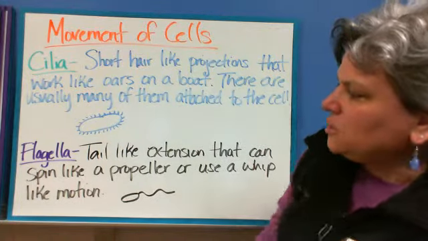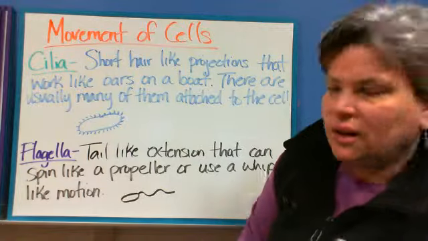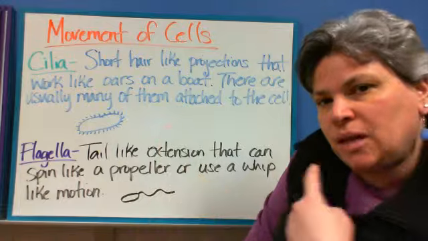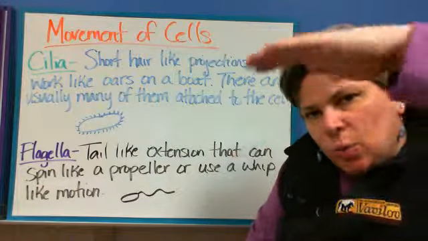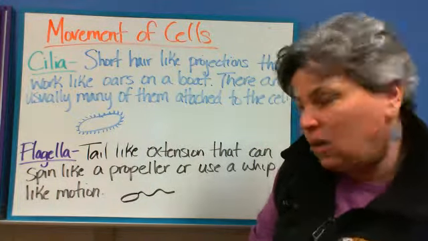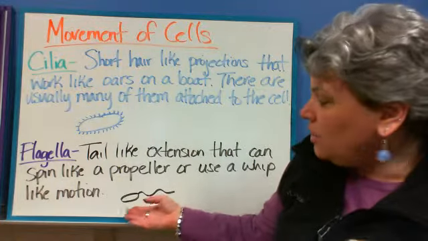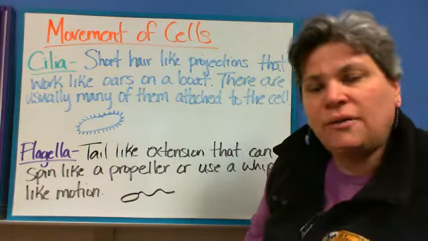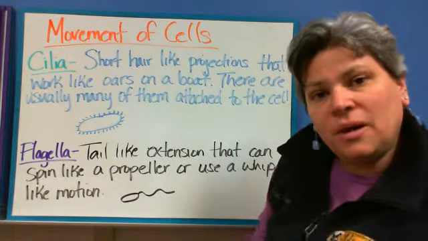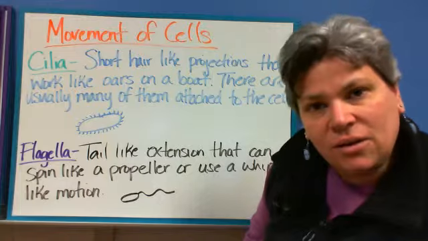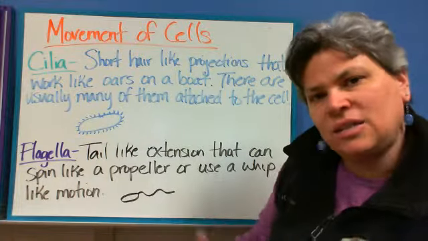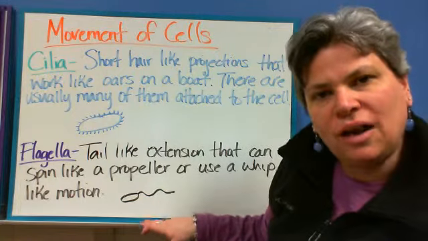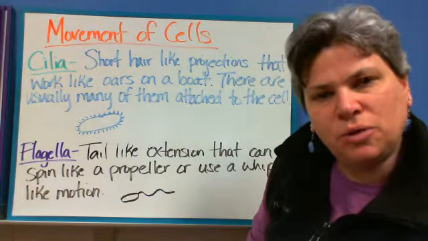And finally, the last one we're going to look at is the flagella. The flagella is a tail-like extension that can spin like a propeller, or it can use a whip-like motion to propel the cell through some kind of fluid. And the most common example we have of that is a sperm cell. We know that for any organism that has a sperm, there's a flagella on the end of it, the tail. Well, it's actually not a tail. It's not a separate part. It's an organelle that's part of the cell, but it allows that cell to move.